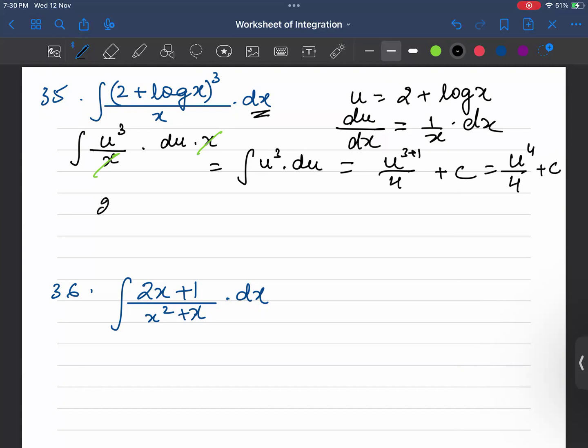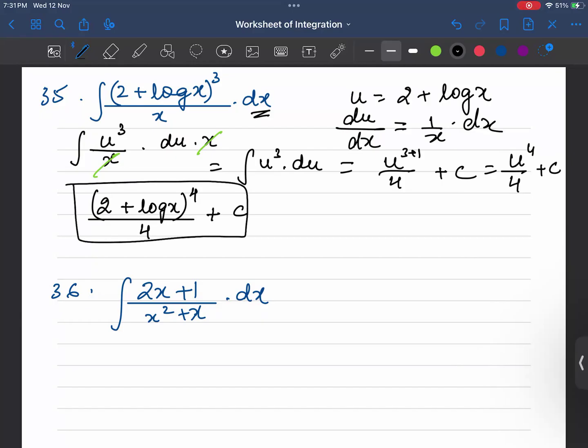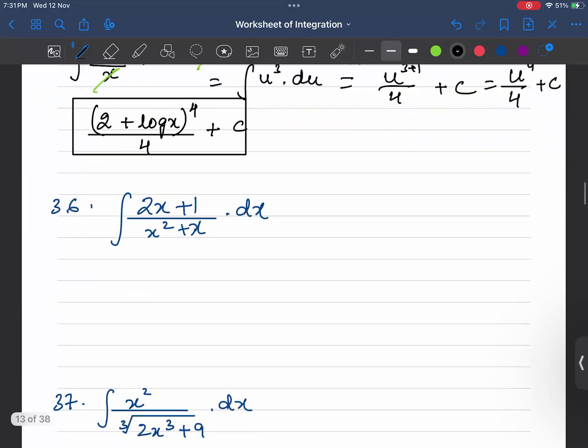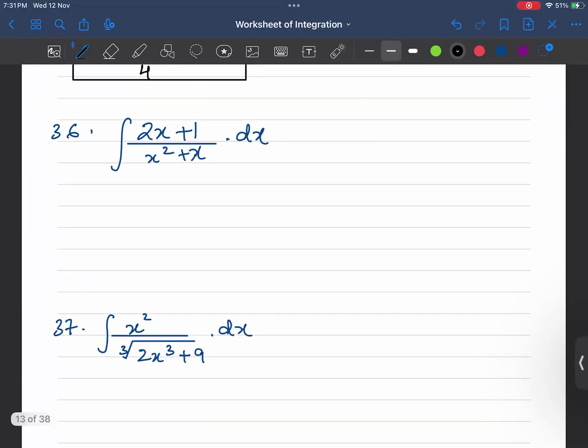And again, we will substitute the value of u back because this is the answer. But we can't leave the answer in the substitution form. So we will substitute it back. We will write (2 plus log x) power 4, divided by 4, plus c is your answer. I think it's clear. Come to the next question.